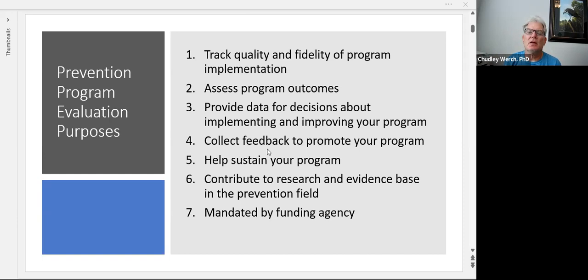And then that leads to number 3, data from which you can make decisions about implementing your program and improving it over time, as well as number 4, to promote your program, to promote it back to your youth, to your parents, to your organization, your community, and ultimately even back to your funders to sustain your program over time. You may not have thought of number 6, but certainly collecting data can contribute to research in the evidence-based in the prevention field. And then lastly, I added this at the last moment because I know this is a reality for some of you, but not many of you responded to this, that you're mandated to collect evaluation data by your funding agency.